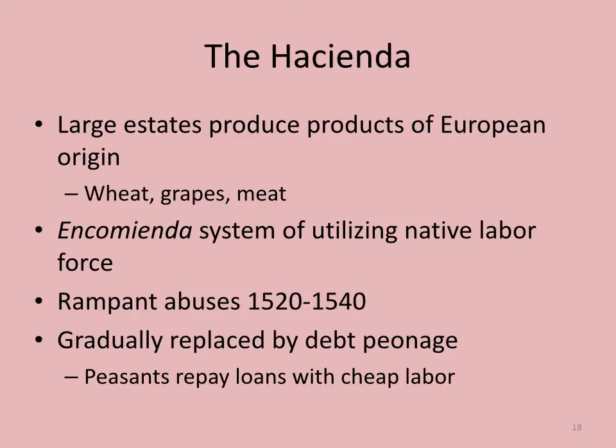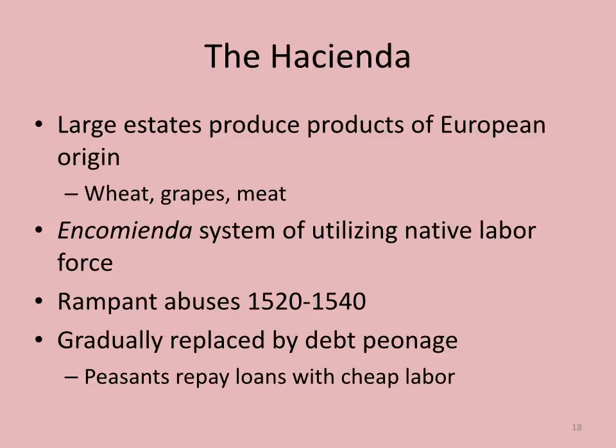Now, the haciendas are large estates that produce products of European origin, like wheat, grapes, and meat. They are going to be set up in the Americas. They're going to sell them to Native Americans and to other local Europeans. Now, the Mita system of utilizing native labor is going to be used here. It's going to have plenty of abuses, especially between 1520 and 1540, where it was not regulated that much.